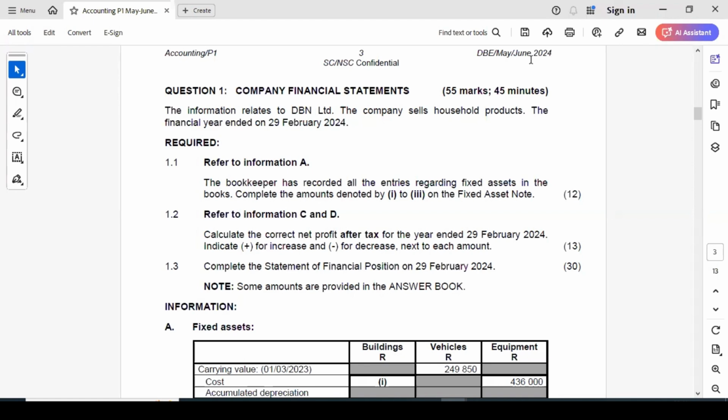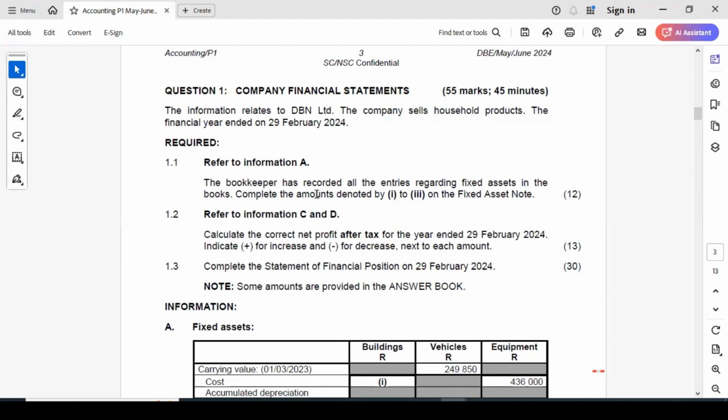This is the May-June 2024 question paper. We are going to do question 1, which is the information relating to DPN Ltd. The company sells household products. The financial year ended on 28 February 2024, meaning that our financial year started on 1 March 2023 and ended on 28 February 2024.